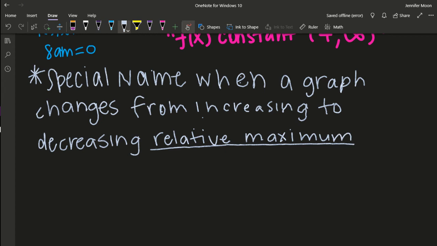Because visually, if you think about it, if I have a graph and it is increasing, which means it's rising from the left to the right, and then it changes to decreasing, this would end up being the topmost part of the graph. So that's my relative maximum.